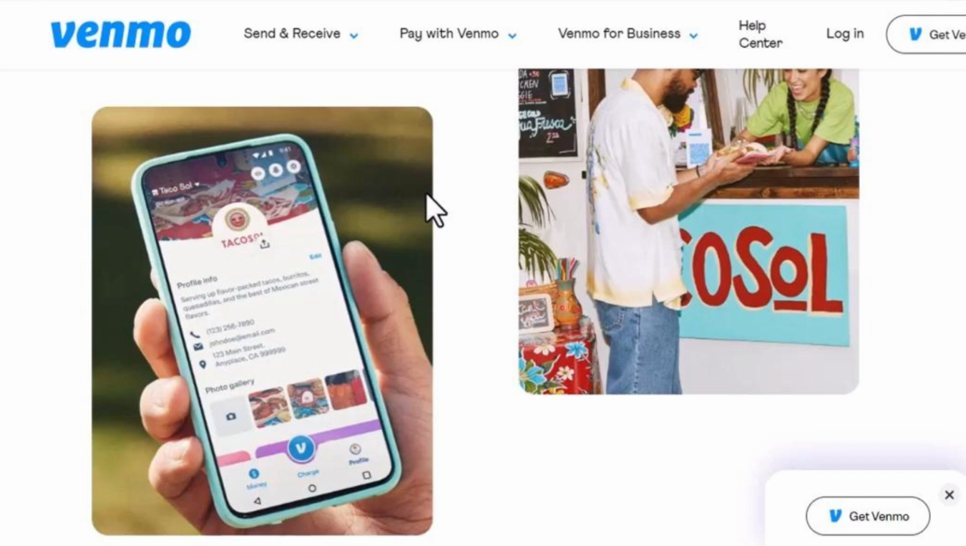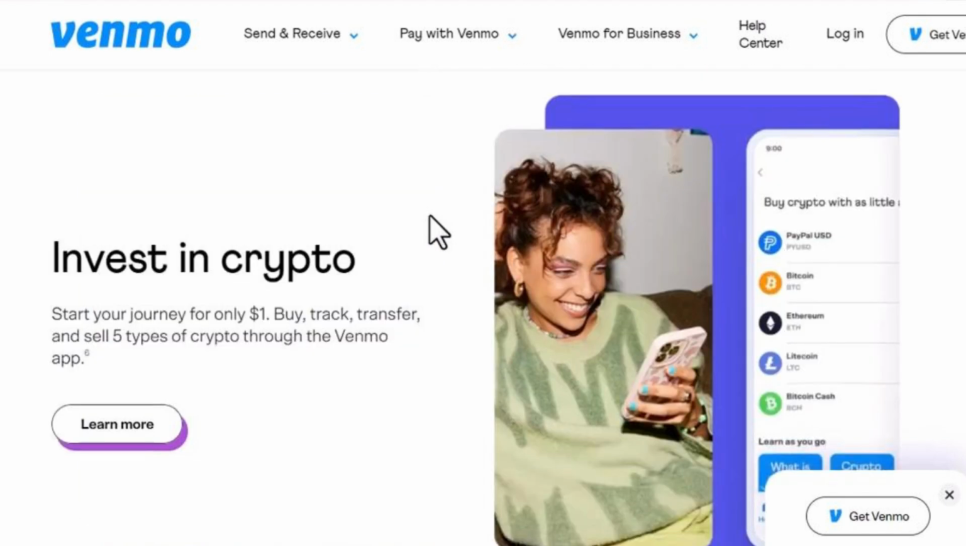So to answer the question, can you make a Venmo account without a phone number? Well, it is not a standard way, but there might be some ways you can do it. For example, using email verification or exploring alternative apps.